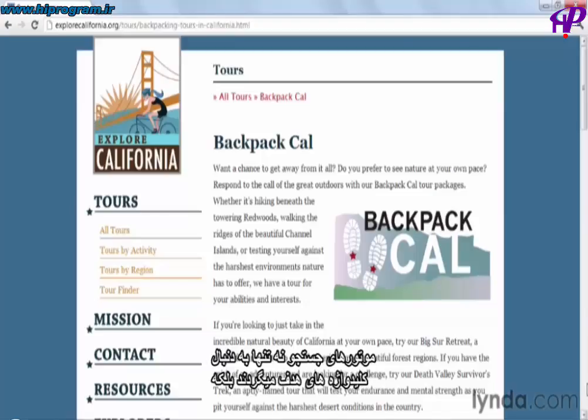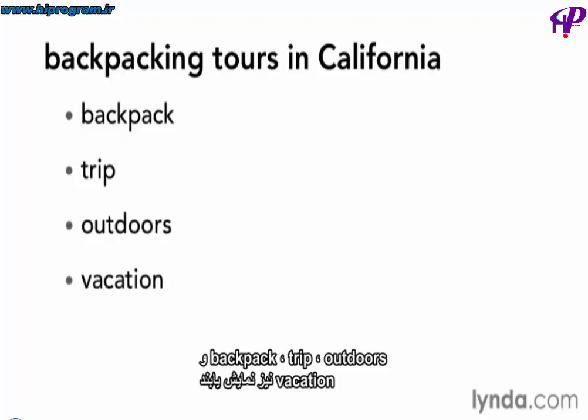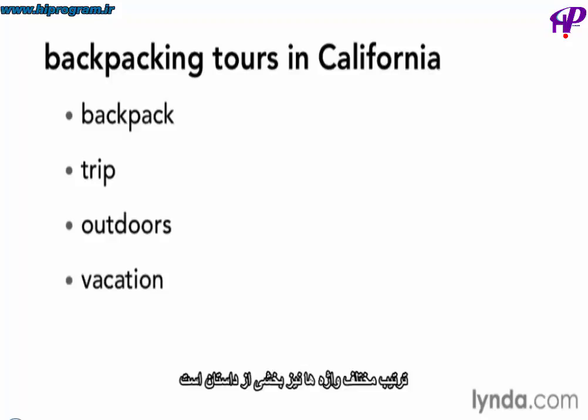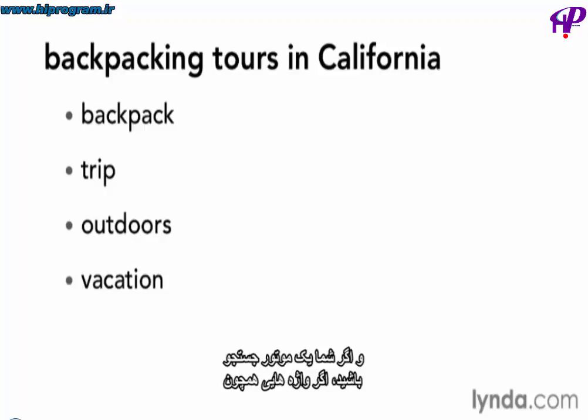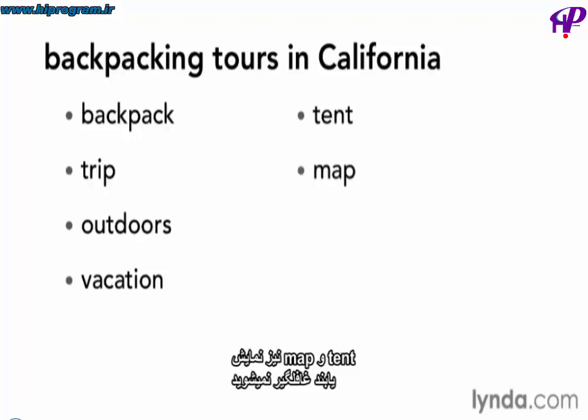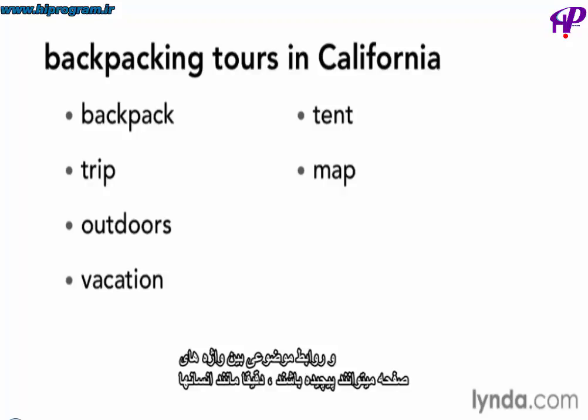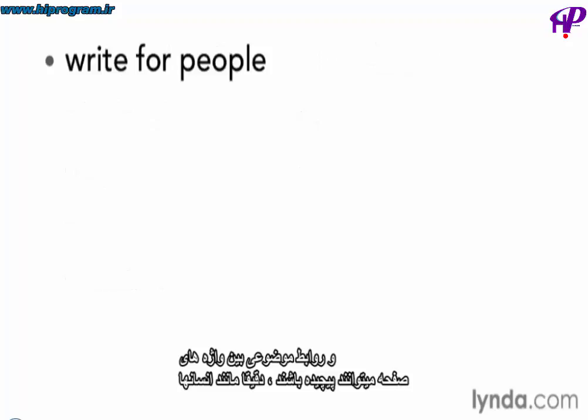Search engines are looking not only for your target keyword, but also for variations of that keyword. It just makes sense that in a piece of content about backpacking tours in California, words like backpack, trip, outdoors, and vacation will pop up here and there. Different word orders are also likely to be part of the narrative. And if you were a search engine, you probably wouldn't be surprised if words like tent and map show up in there as well. Search engines can get very sophisticated trying to map the semantic and thematic relationships between words on a page, which is exactly what we as humans do.